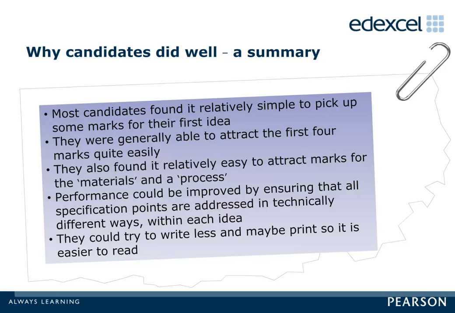Why candidates did well. A summary. Most candidates found it relatively simple to pick up some marks for their first idea. They were generally able to attract the first 4 marks quite easily. They also found it relatively easy to attract marks for the materials and the process. Performance could be improved by ensuring that all specification points are addressed in technically different ways within each idea. They could try to write less and maybe print so it is easier to read.